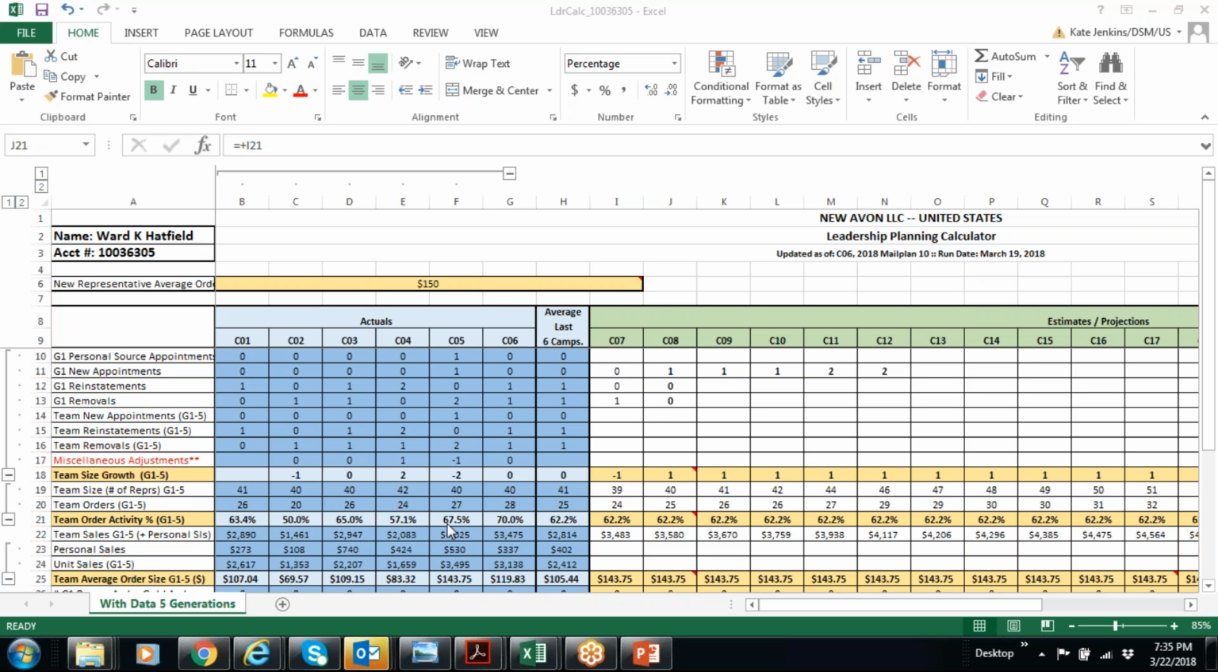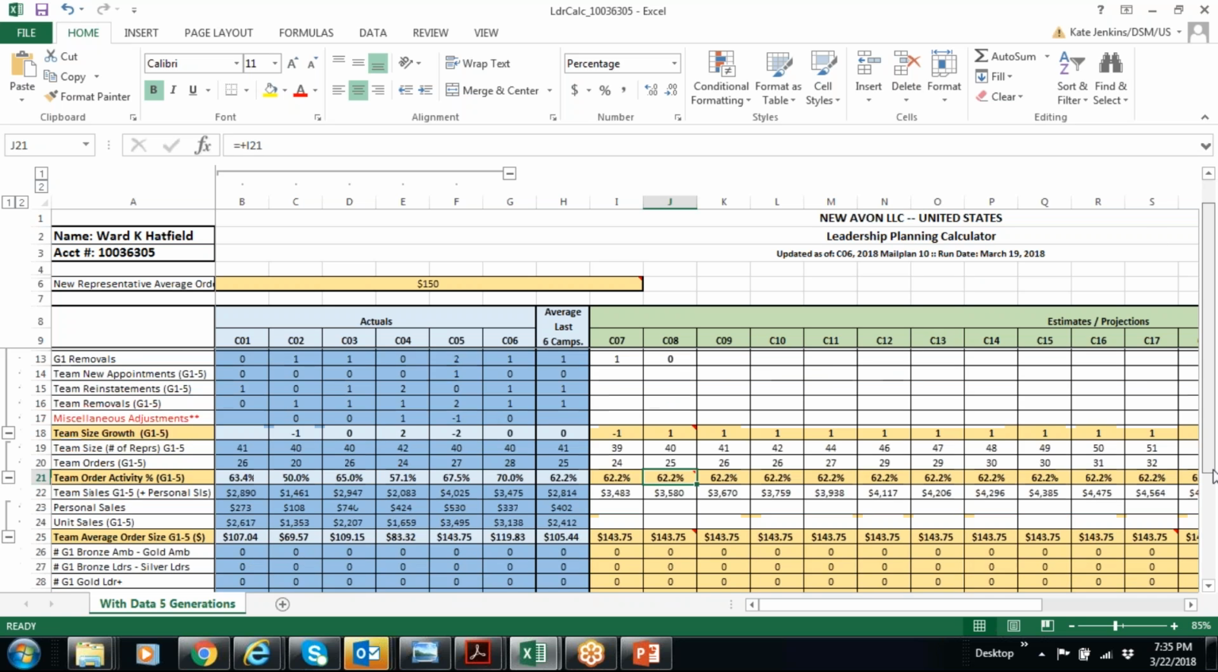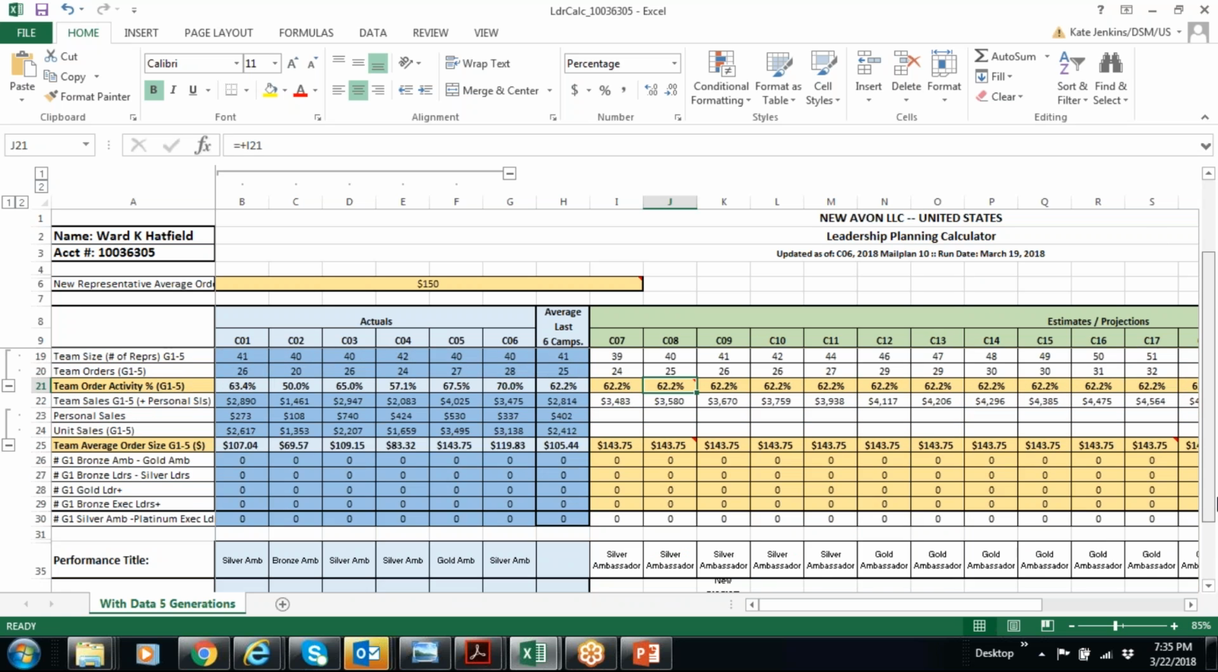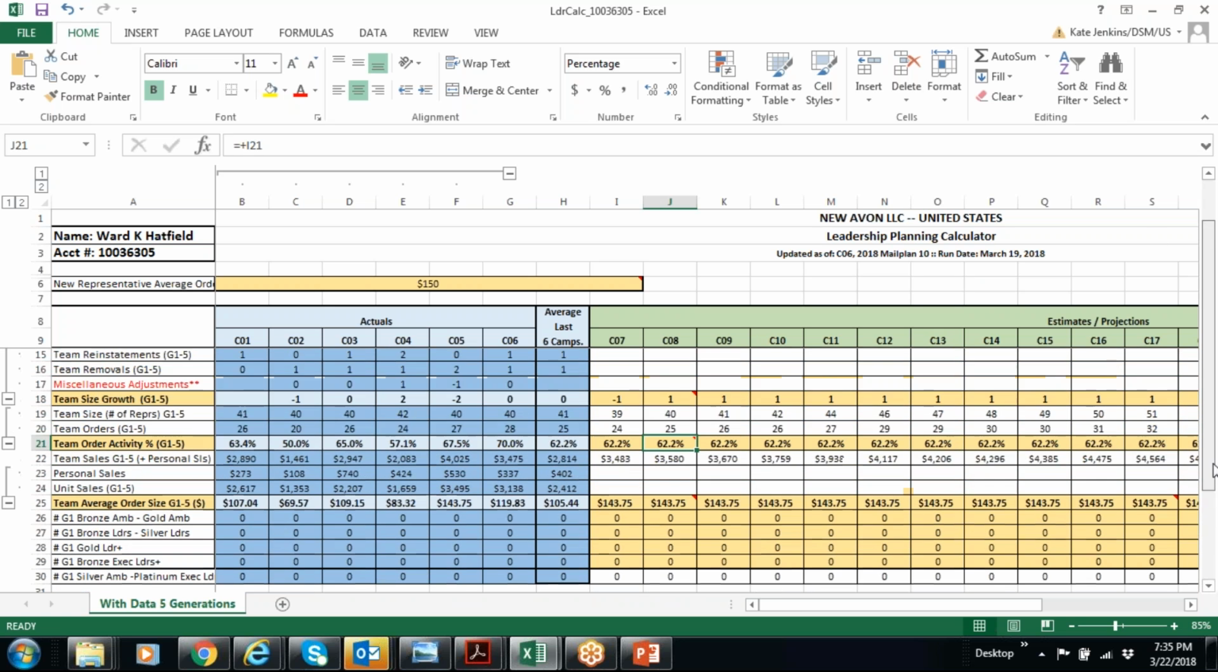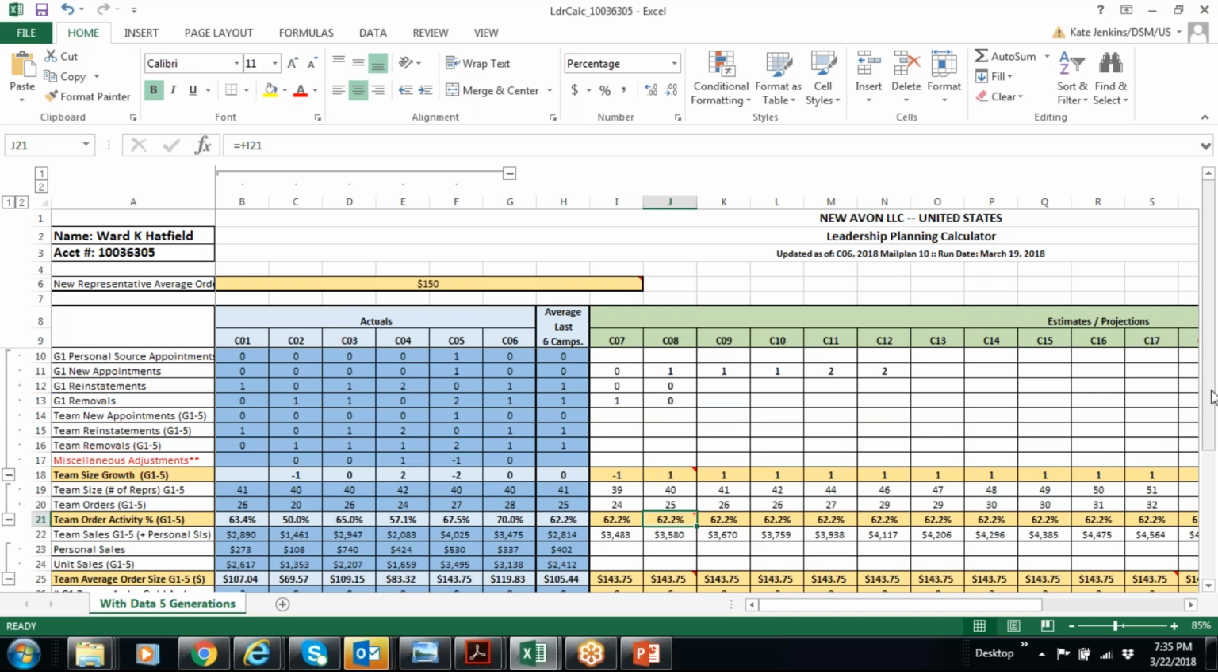Any thoughts on the calculator? You can be real with me about it. Anybody think it's something that they want to try? It definitely helped me and a few other people just really see what they wanted to do and what was realistic for their business growth.